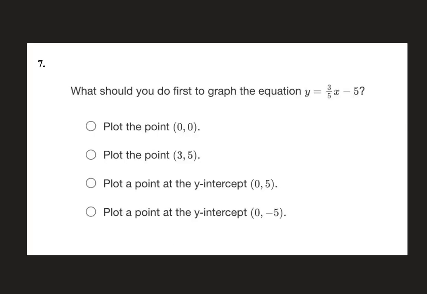What should you do first to graph the equation y equals 3/5 x minus 5? I know that when graphing a line, I have to graph the y-intercept first. Whenever you have a y-intercept, that is where x is 0. So x has to be 0, and the number that goes here is your y-intercept. Look at your equation to locate the y-intercept and choose the answer.